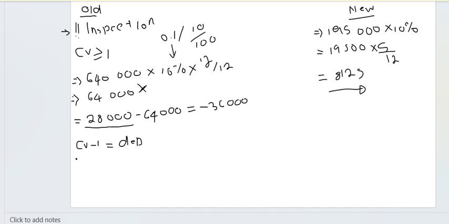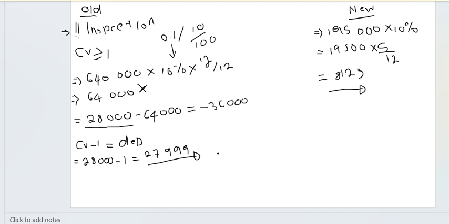So therefore, we'll say the depreciation is 28,000 less 1. So the depreciation is simple: 28,000 minus 1 is 27,999. So that one is our new depreciation.